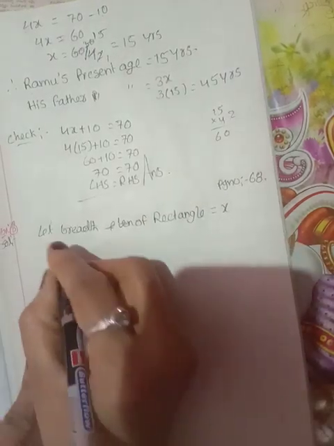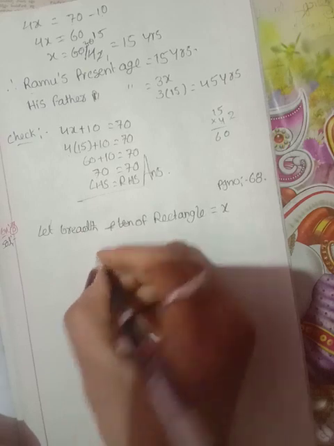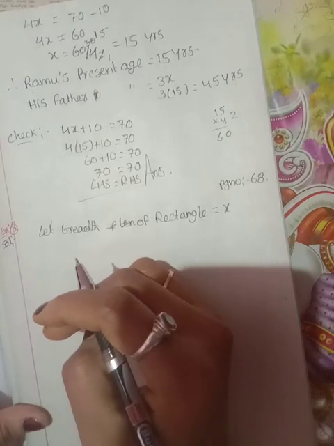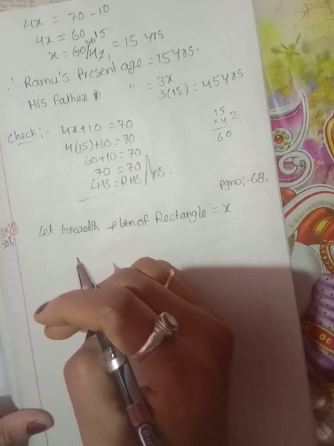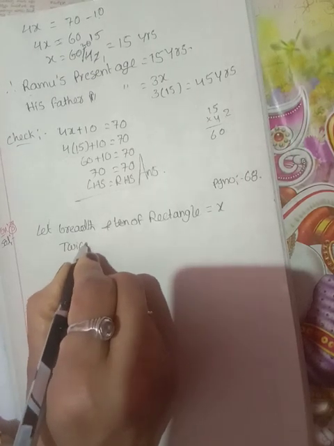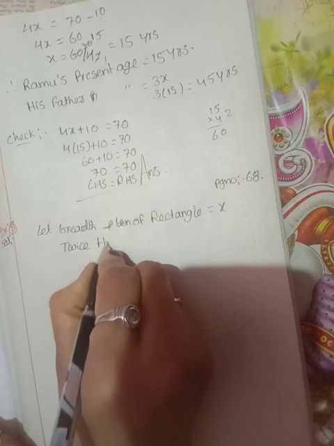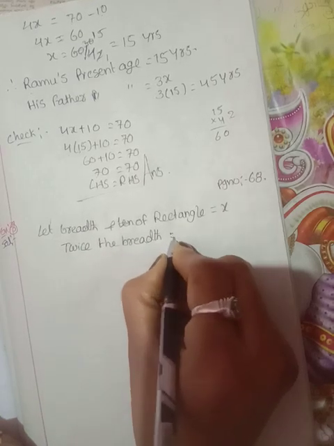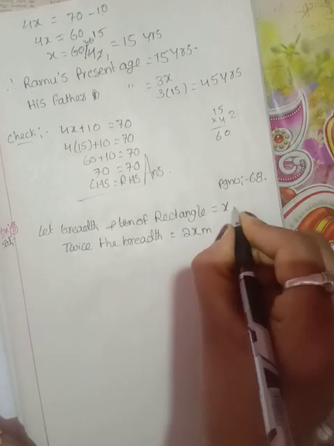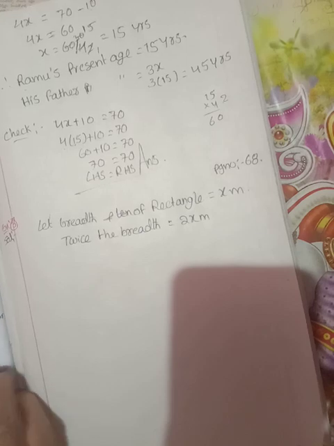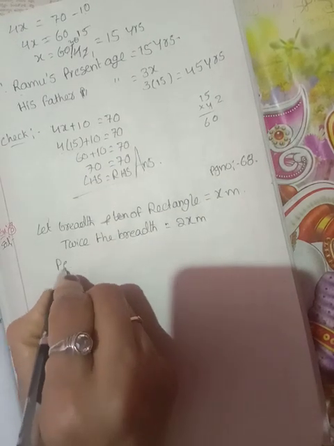Another one is, listen carefully: the length of the rectangle is 8 meters less than twice its breadth only. Okay? Twice the breadth is 2x meters. This is also in meters. And a perimeter is also given here. What is the perimeter of the rectangle?